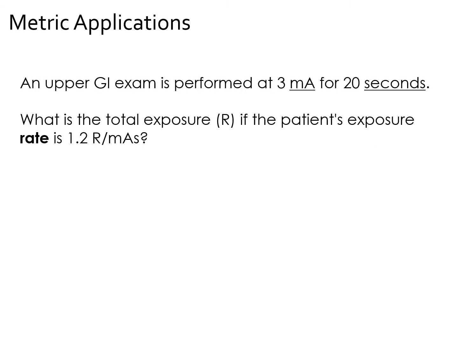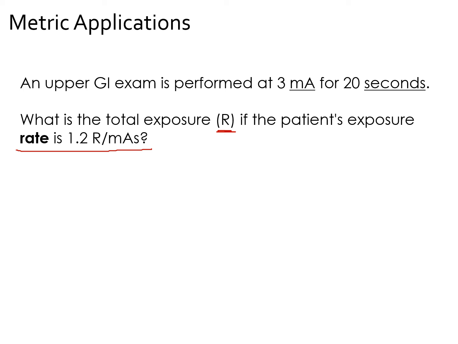All right, let's do some applications. So an upper GI exam is performed at 3 milliamps for 20 seconds. What is the total exposure in R's? This is what I'm looking for, R's, if the patient's exposure rate is 1.2 R's per milliamp seconds.